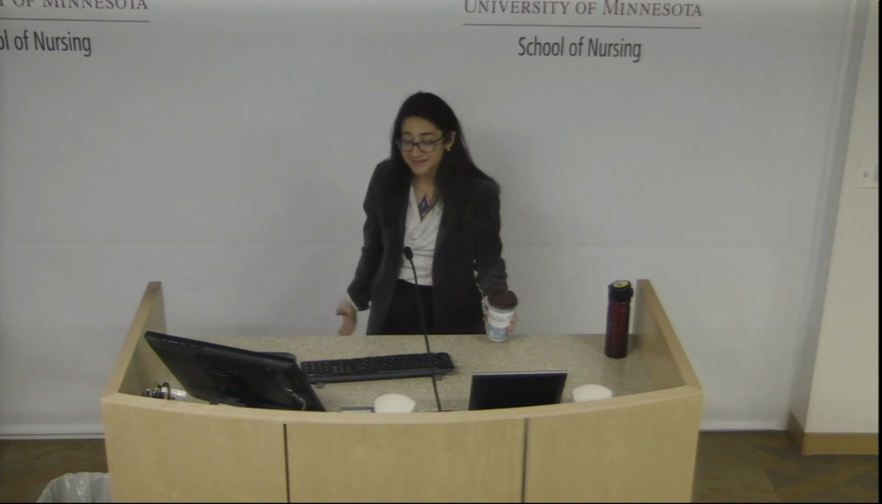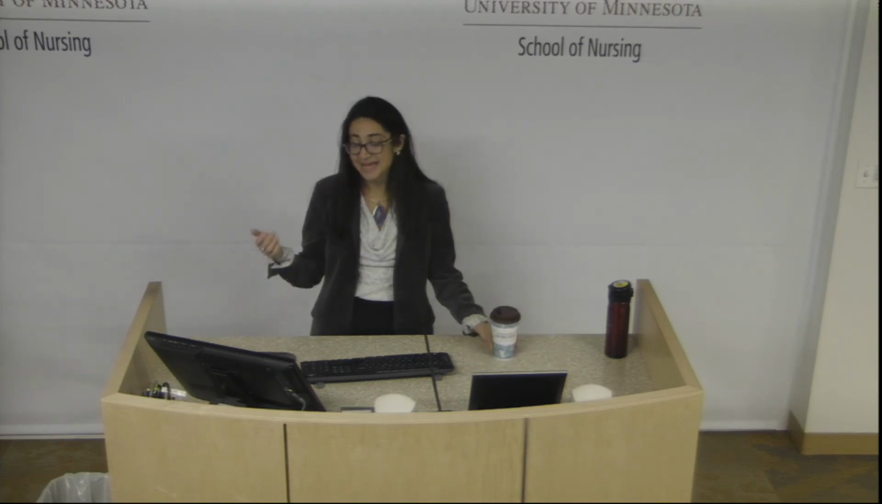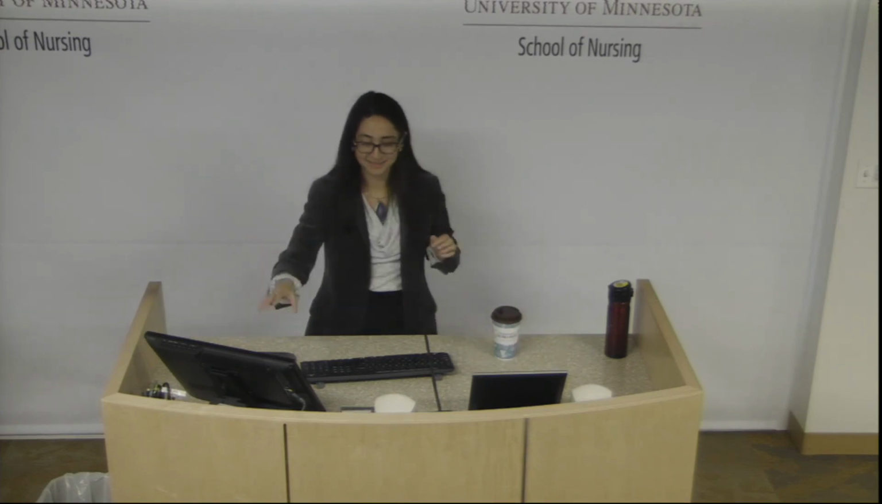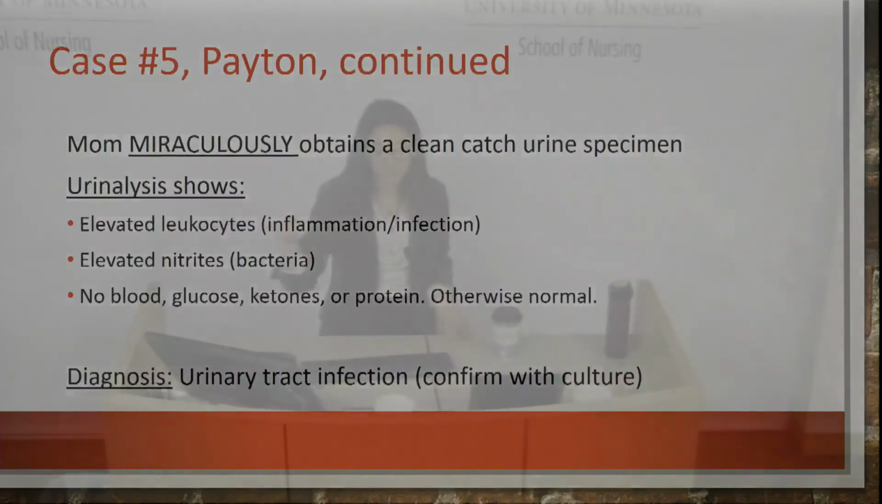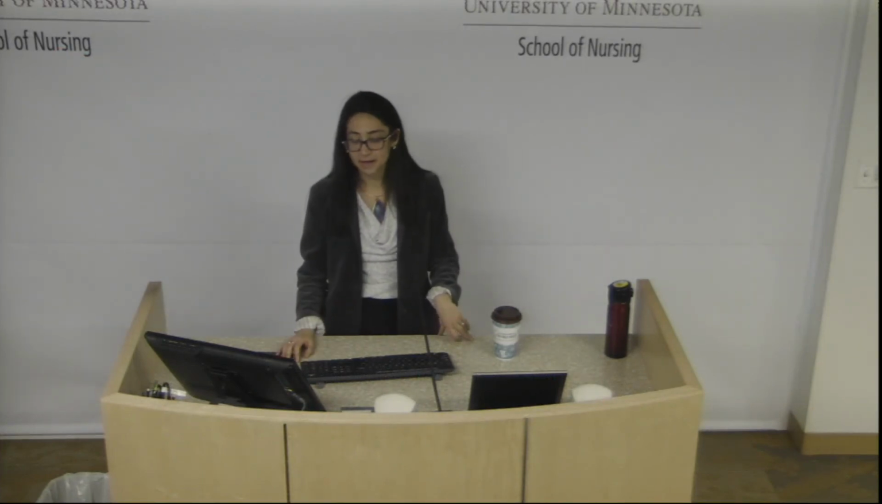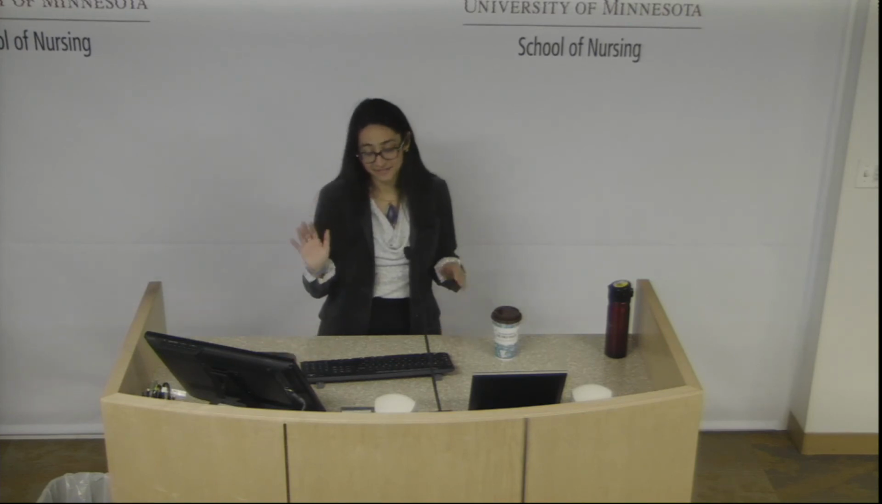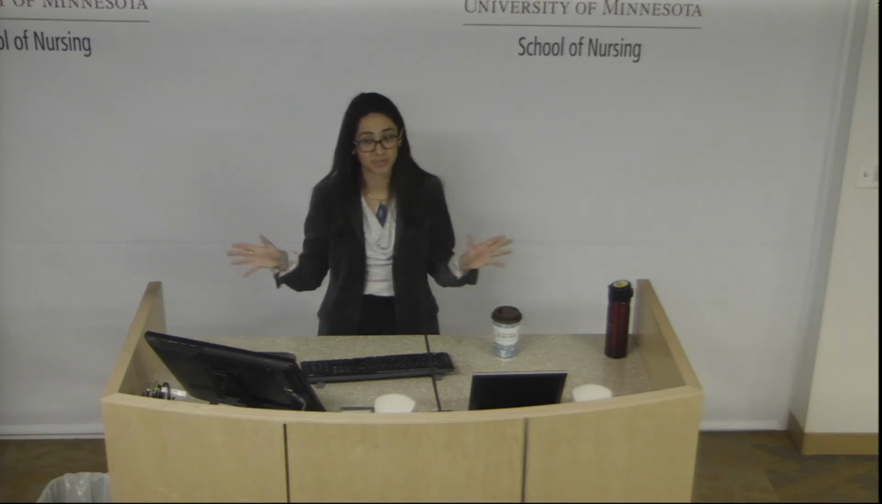Okay, so mom miraculously in her home obtains a urine sample, a clean catch urine specimen, and this is not actually what happened in the case, but in this case that would be a UTI. But basically the urinalysis shows elevated leukocytes and elevated nitrites. And leukocytes are signs of infection or inflammation. And nitrites are signs of certain types of bacteria, gram-negative bacteria specifically. Thankfully, there was no blood and no glucose and no ketones and no proteins, so otherwise was normal.